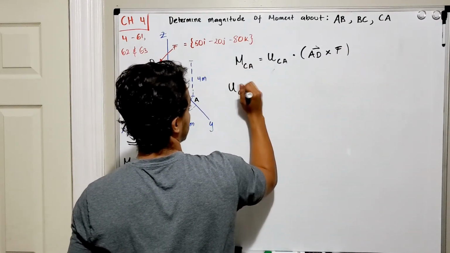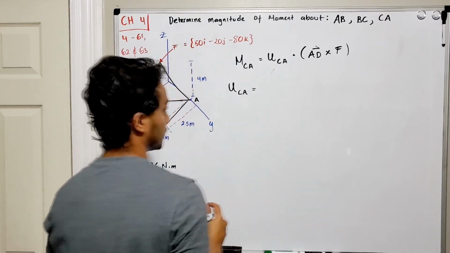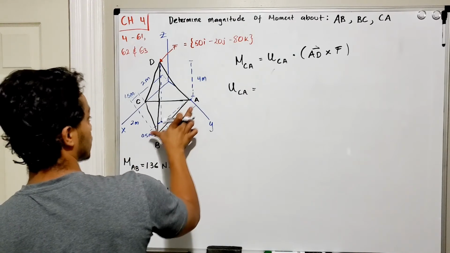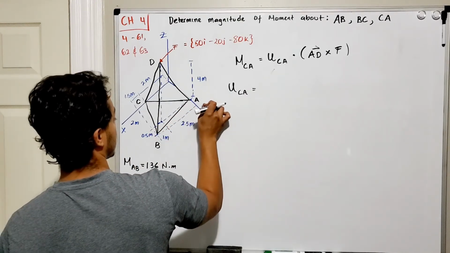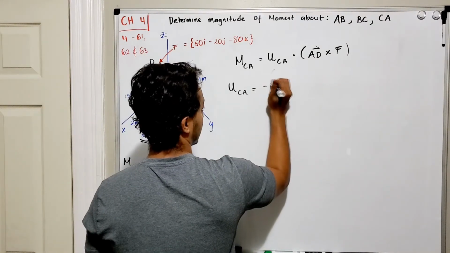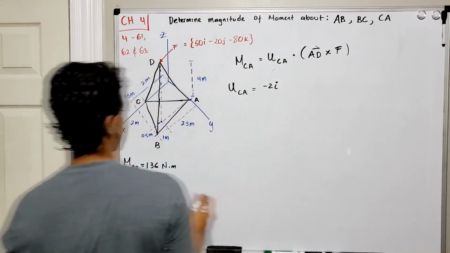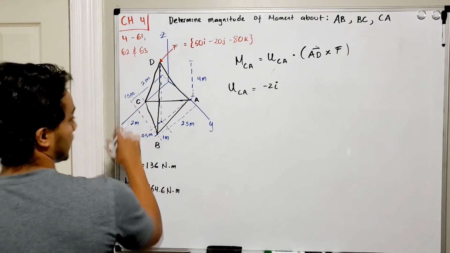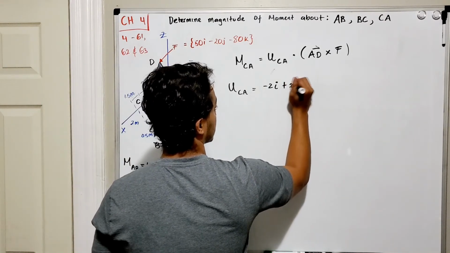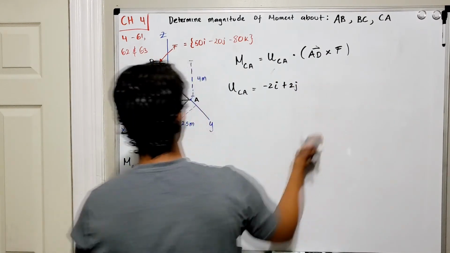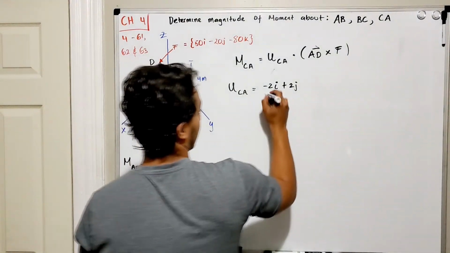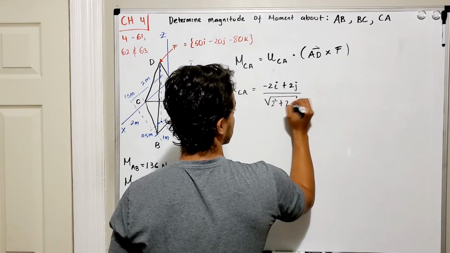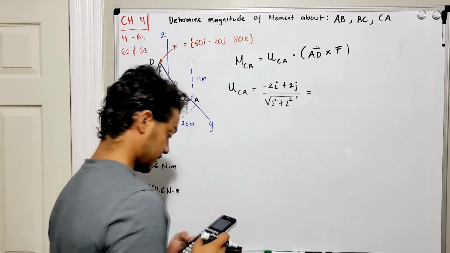So my unit vector CA is going to be equal to A minus C. So if I do A minus C in the x direction, A has 0 and C has 2, so we'll have negative 2 in the i direction. In the y direction, A has a total of 2 meters, while C has a total of 0, so we do plus 2 in the j direction, and then in the z direction both have 0. And then now we need to divide this by the square root of 2 squared plus 2 squared, and let's see what this is equal to.